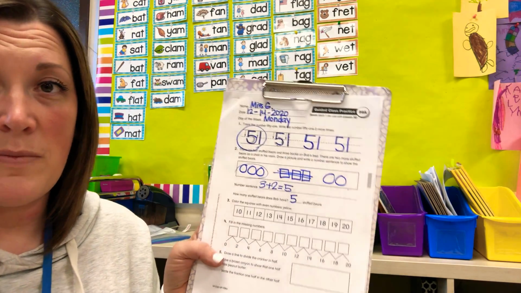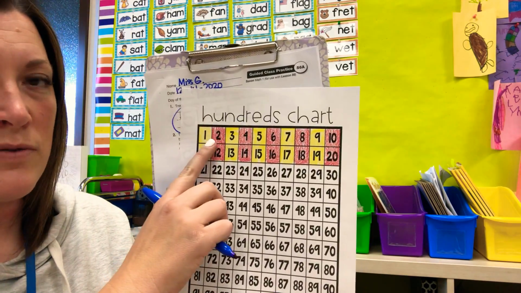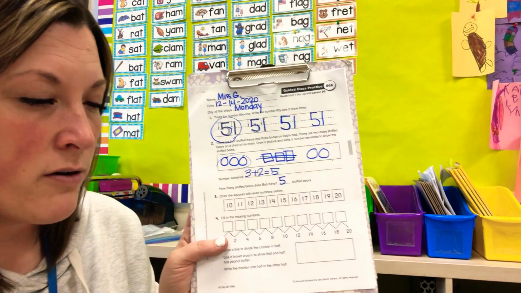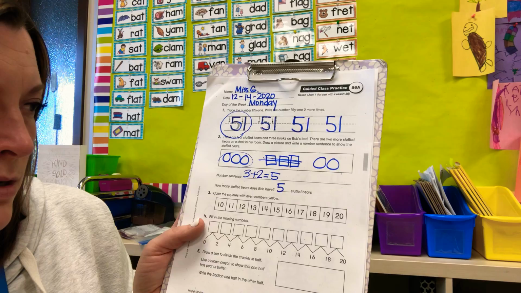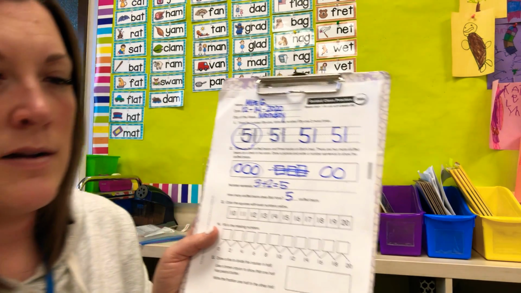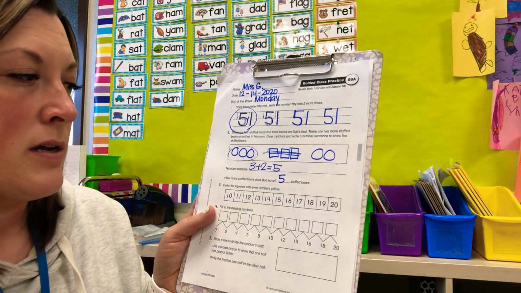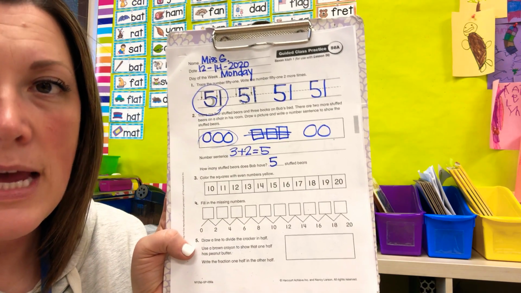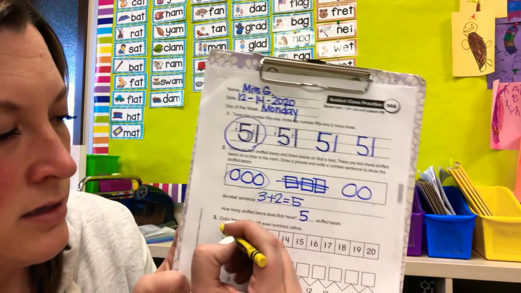Okay, number 3, color the squares with even numbers yellow. Ooh, this is gonna be tricky because on my paper I colored the even numbers red. So don't get confused by that. Grab your yellow crayon. Now remember, even numbers go like this: 2, 4, 6, 8, 10.